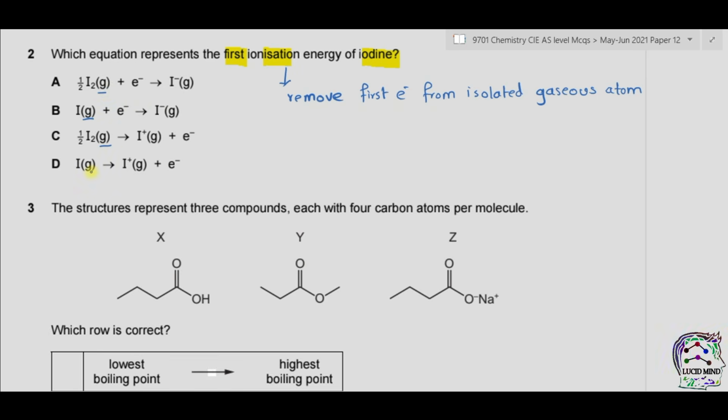All of the reactants are in gas. Now, first one is a molecule. It is not an atom as it is written as I2. Similarly, C is also a molecule. It is not an atom. So therefore, A and C are wrong.